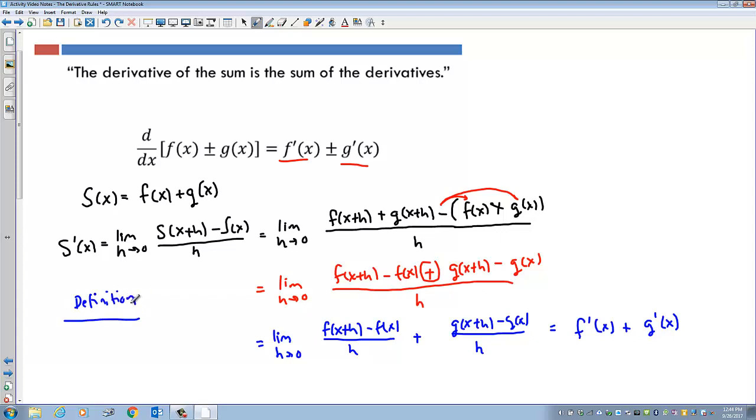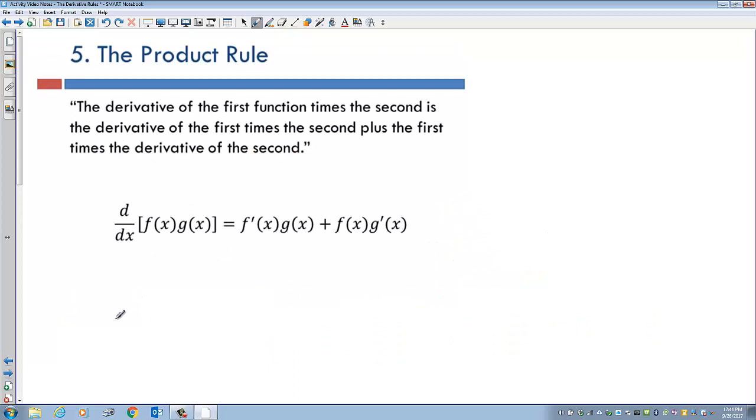Let's look at the next one. So now we want to show the product rule. And this is the first rule that takes a little bit of work. So the product rule says the derivative of the first times the second is the derivative of the first times the second plus the first times the derivative of the second.